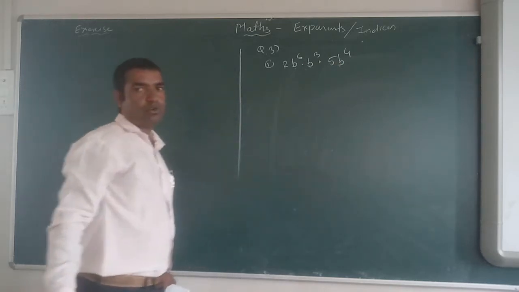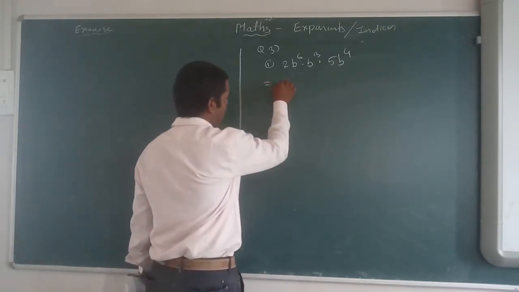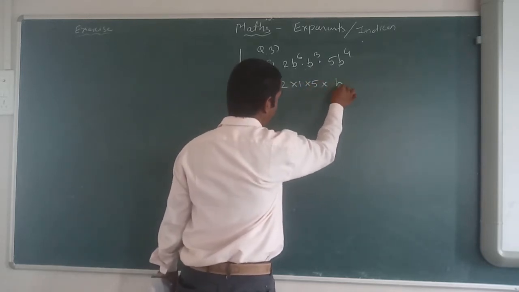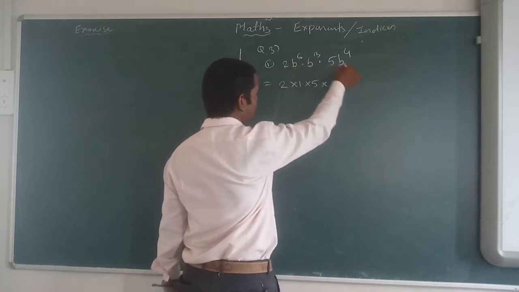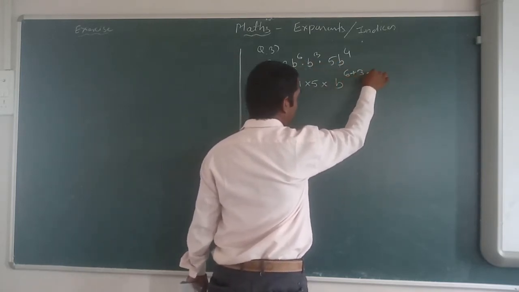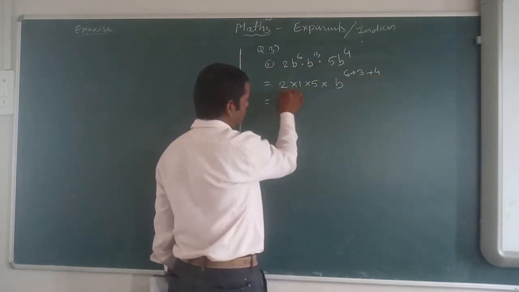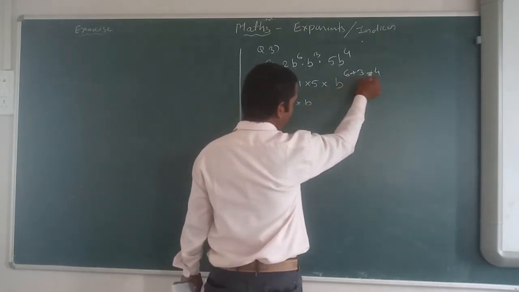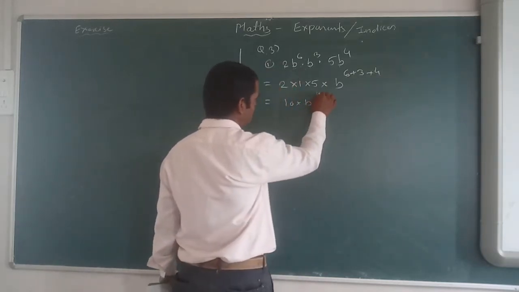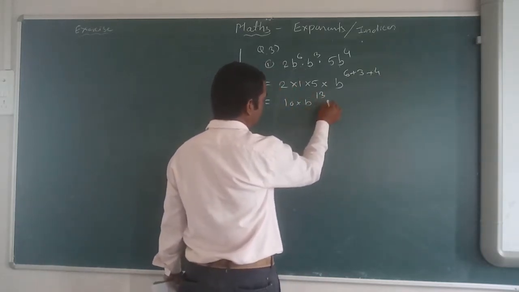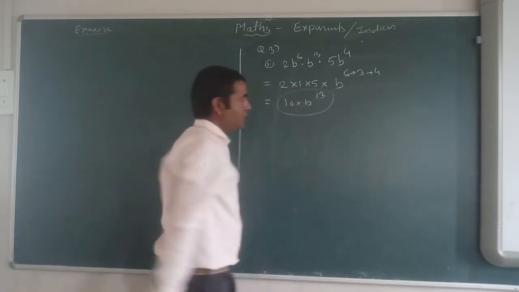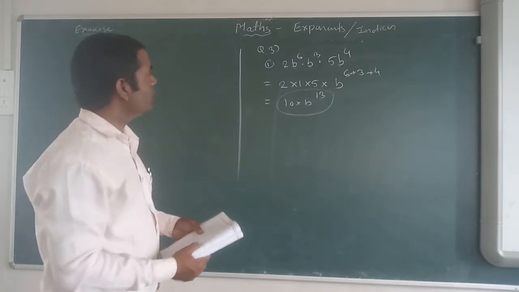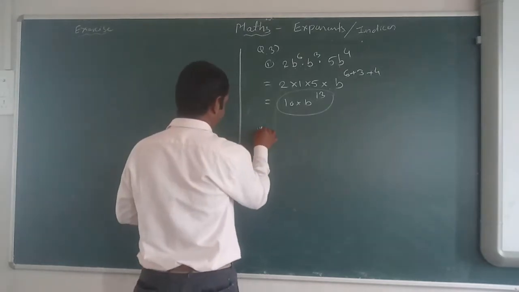That means these are the coefficients. So we will multiply the coefficients first. 2 into 1 into 5 into b raised to. These are all in multiplication, so we will take the addition. 6 plus 3 plus 4. 2 fives are 10. 10 into b raised to 3 plus 6 plus 4, which will be 13. That means 10b raised to 13. Sorry, 10b raised to 13. This is your answer. After that, we will see the third one.